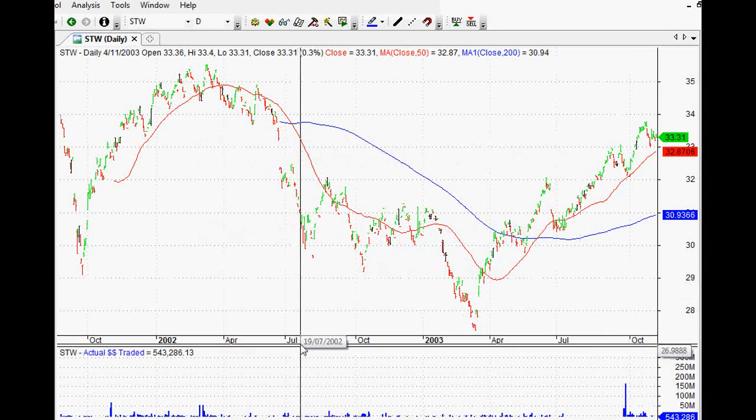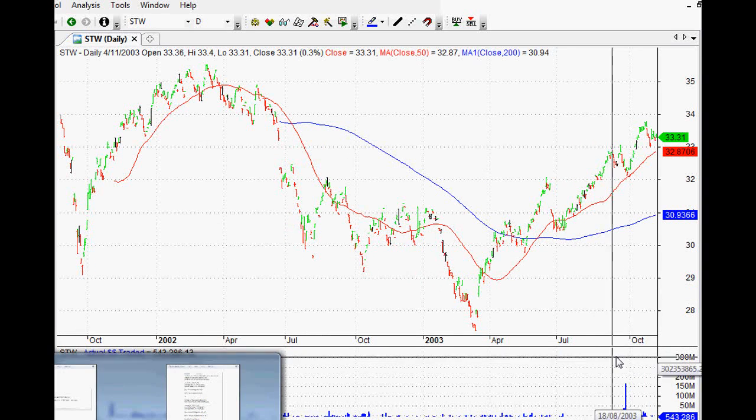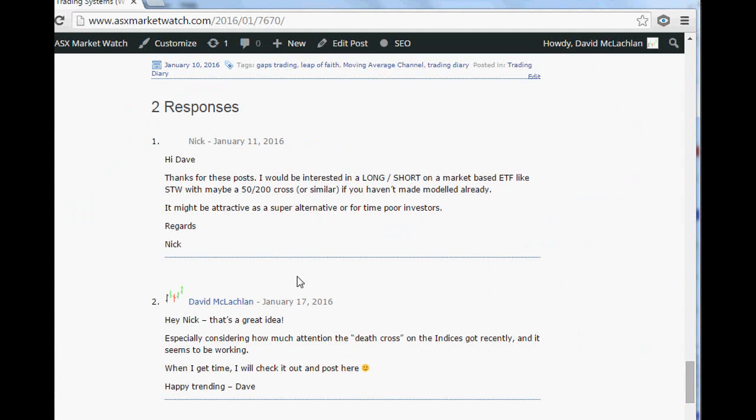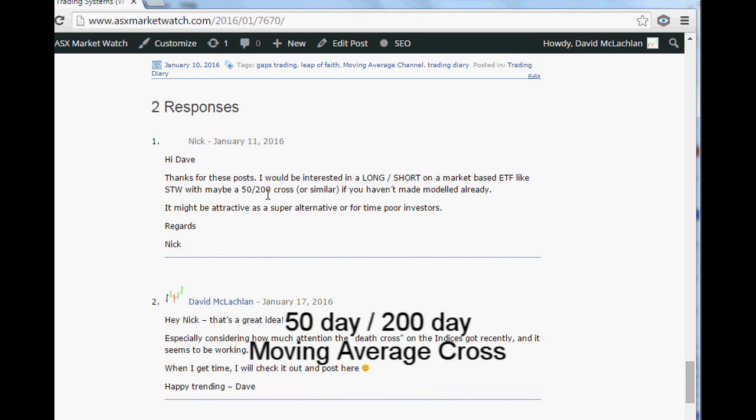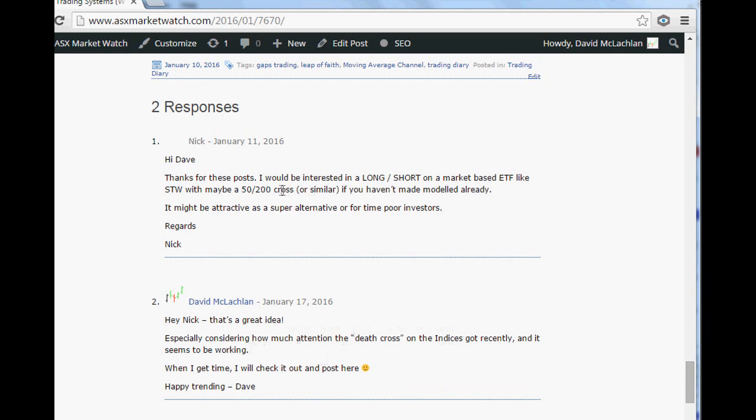In fact, this one comes as a question from Nick at my site, who says, "Hi Dave, thanks for these posts. I would be interested in a long short on a market-based exchange traded fund like STW, maybe with a 50-200 moving average cross or similar, if you haven't made or modeled it already. It might be attractive as a superannuation alternative for time-poor investors, also for 401ks, potentially in the US as well."